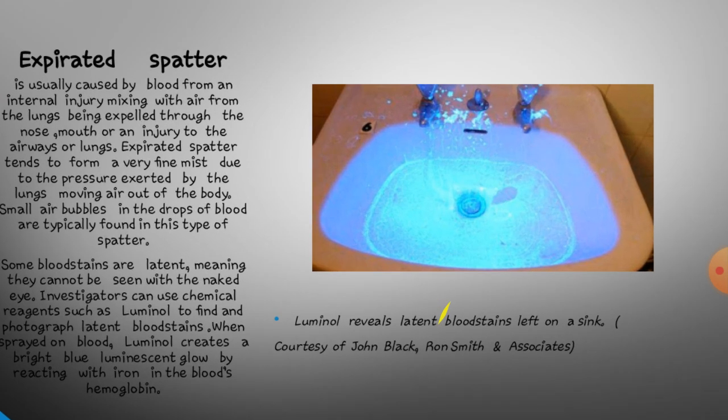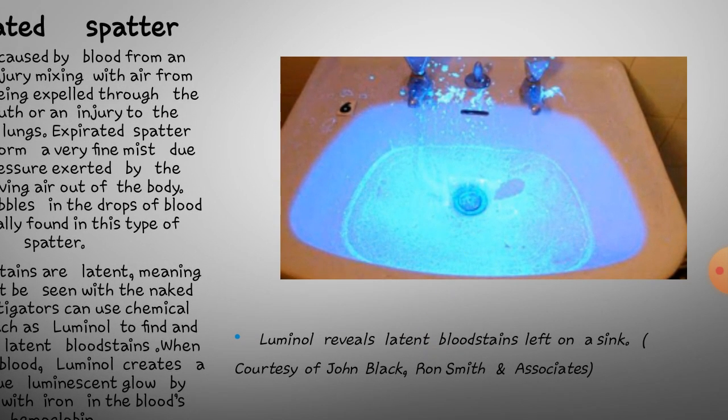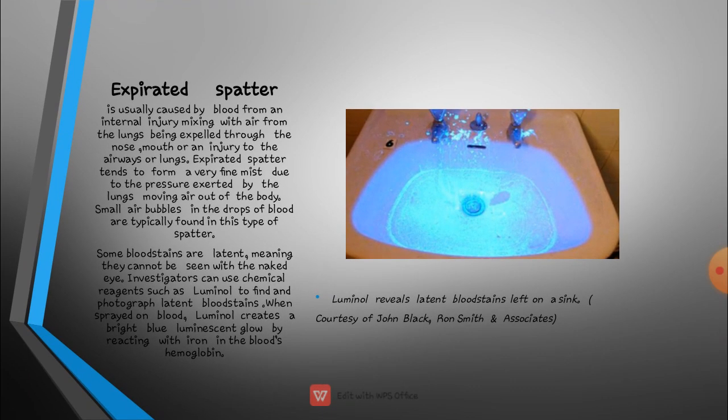Here you can see in this picture, this is the luminescence. In some cases, there may be very small drops of blood which cannot be seen by the naked eye. So the investigator uses luminol to see them, and after luminol is sprayed on this part, we get a luminescence which shows that there are blood drops which can then be examined for analysis purposes.